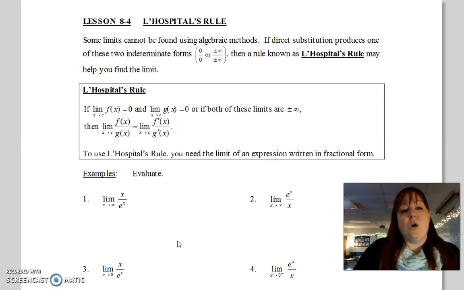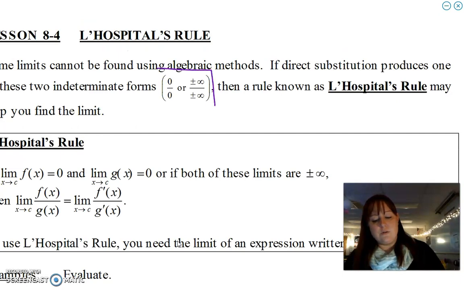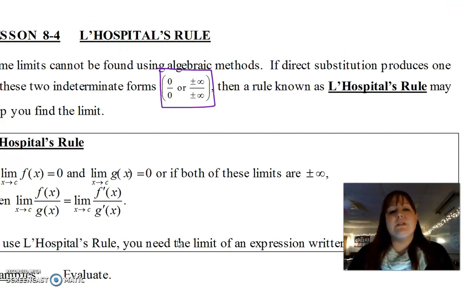All right, so basically the idea is L'Hopital's rule, we use it when we have one of two indeterminate forms. So our indeterminate forms are 0 over 0 or infinity over infinity, which basically is stuff we can't do, right? There's no such thing as 0 over 0 because we can't divide by 0. And infinity over infinity, we really don't know how big of an infinity, like a little infinity or a big infinity. There really is no such thing. So L'Hopital's rule helps us whenever we find with direct substitution that we have the indeterminate form.